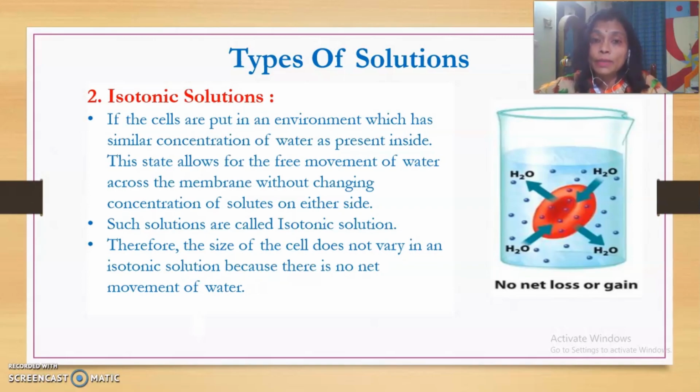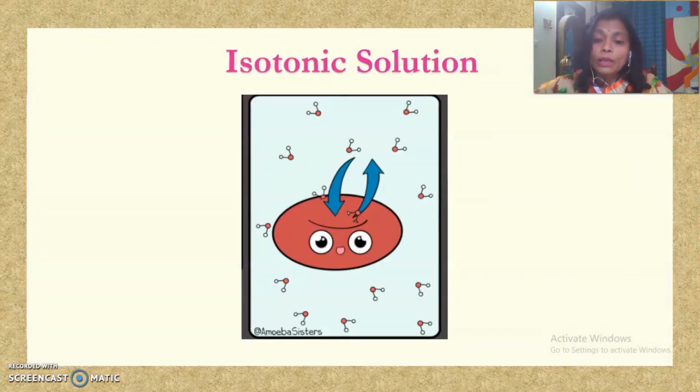But again, remember, this doesn't mean that there is no movement of water. Here the movement of water would be there, but the rate at which the water is moving inside the cell is same as that moving outside the cell. So the cell remains same, neither it swells up nor it shrinks. In other words, I can say endoosmosis is equal to exoosmosis in case of isotonic solutions. So here the cell shape and the size of the cell remain same. One arrow inside and one arrow moving outside.